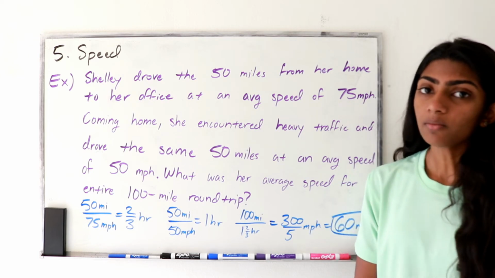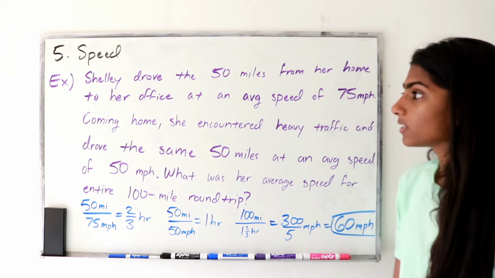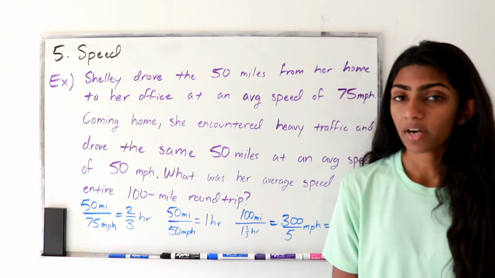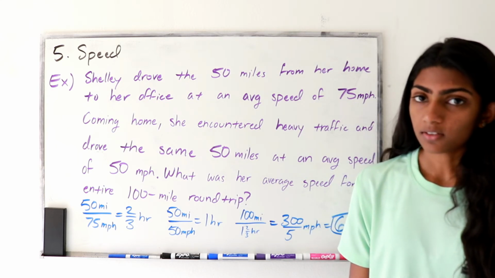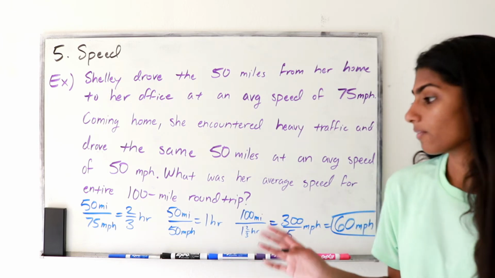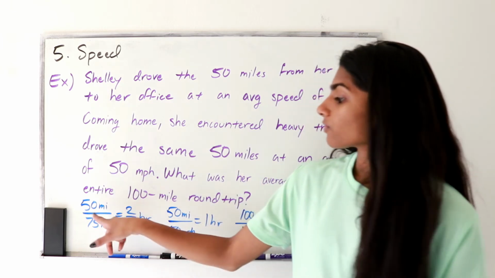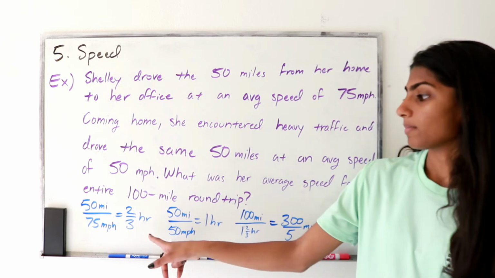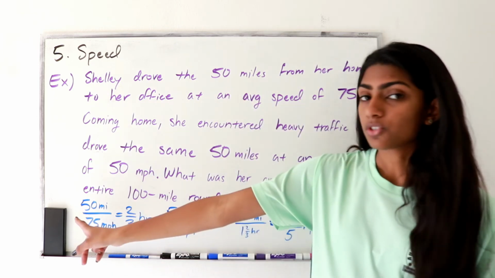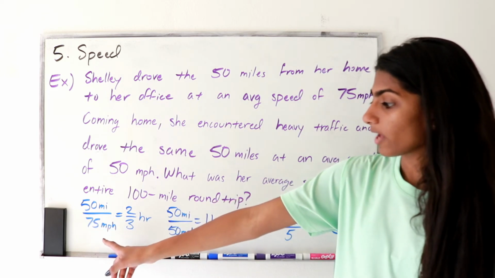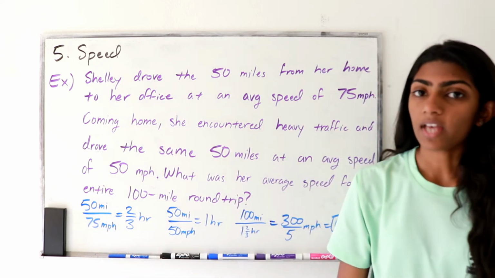So something that's really important is that for this average speed, you cannot just add 50 miles per hour and 75 miles per hour and divide by 2. That won't give you the right answer. This will give you the right answer, however, and we'll show you why. So first, you have to find the amount of time it takes for when she drove from her home to her office. So she drove 50 miles over 75 miles per hour, which equals 2/3 hours.